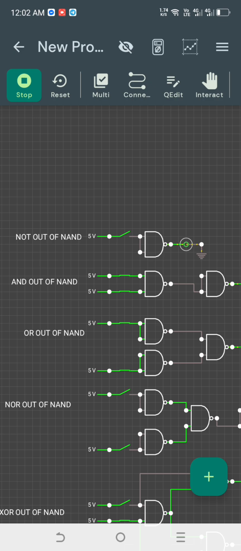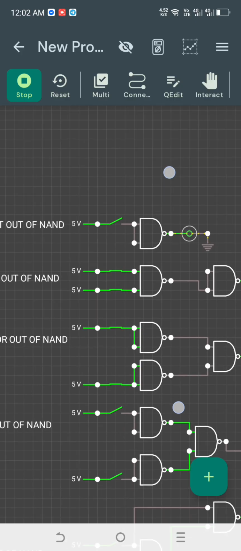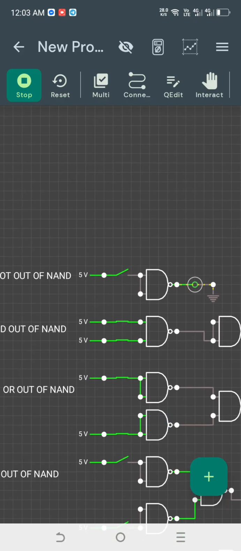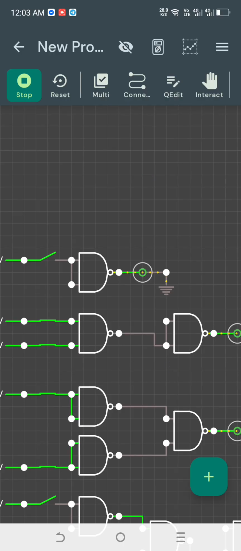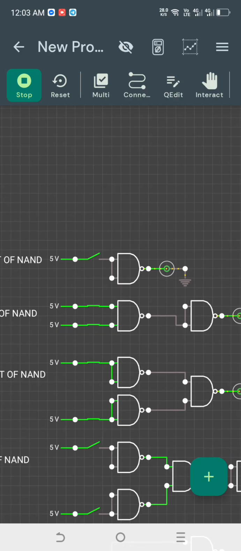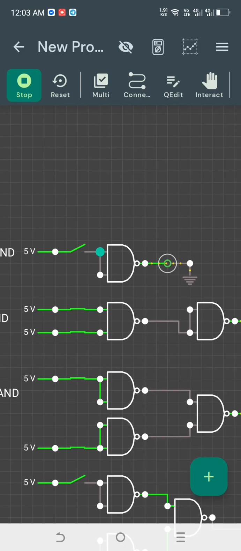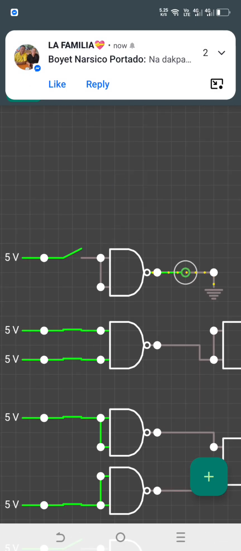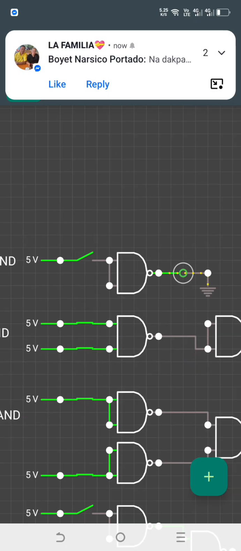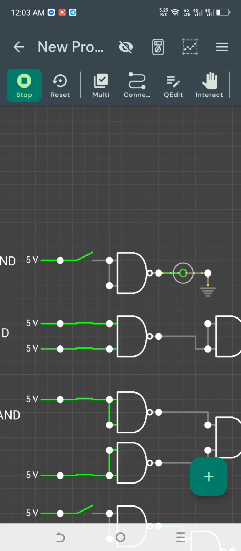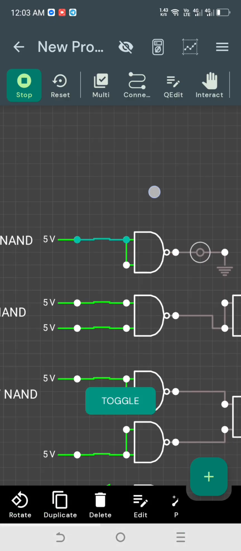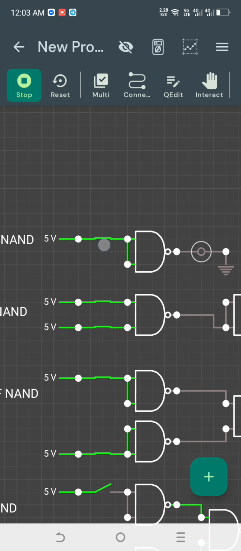Alright, let's go for this first one, NOT out of NAND. As you can see here, the circuit is already running because both inputs are 0 and 0, so the output will be 1. That's why it's running. If I turn this off, then it will stop working. So that's all for this first one.